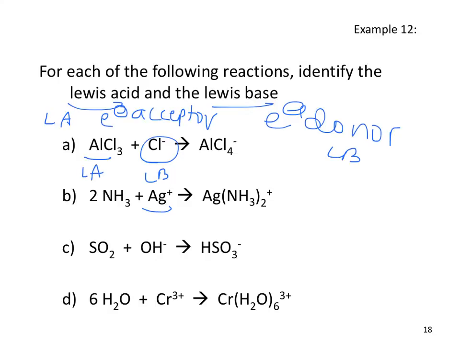Ag, that's the positive charge. Lewis acid will accept electrons. Ammonia with its lone pair of electrons must be Lewis base. Hydroxide with a negative charge, Lewis base. SO2 is going to be the Lewis acid. Likewise, Cr3 plus is going to be your Lewis acid. Water with a lone pair of electrons is going to be your Lewis base. And that is it.